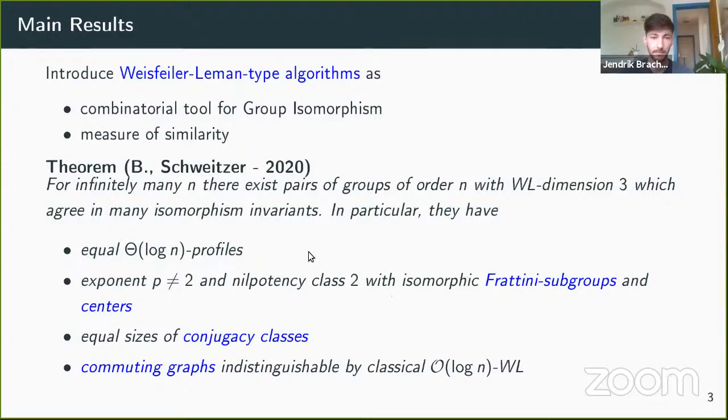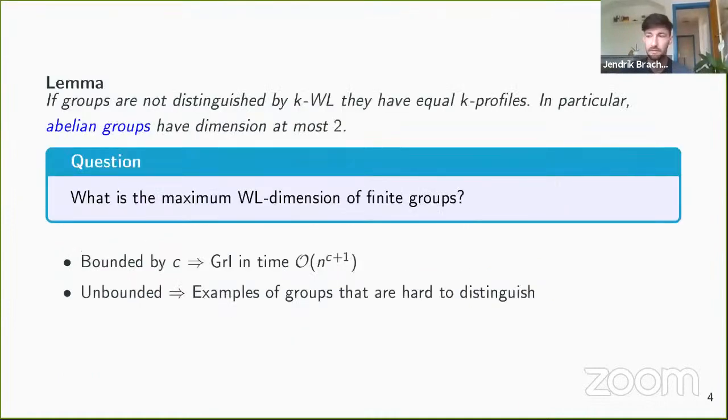Let's not go into details here, but in particular, these have similar subgroup profiles, which has only been investigated in the literature very recently. The big question which remains is to determine the Weisfeiler-Leman dimension of interesting group classes or even of finite groups in general. In any case, if this dimension were globally bounded, then this would imply a polynomial time solution to the isomorphism problem.